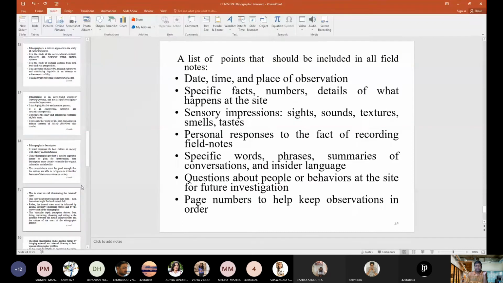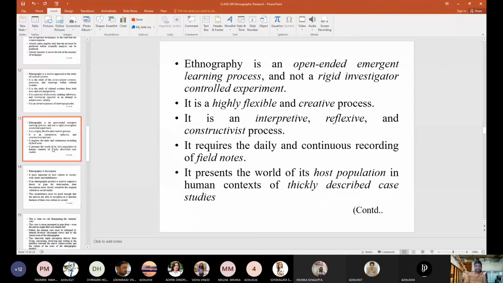So, does anybody have any doubt? Hello. Sir, ethnocentrism. Sorry? Reduction of ethnocentrism. Sir, please tell what is ethnocentrism.